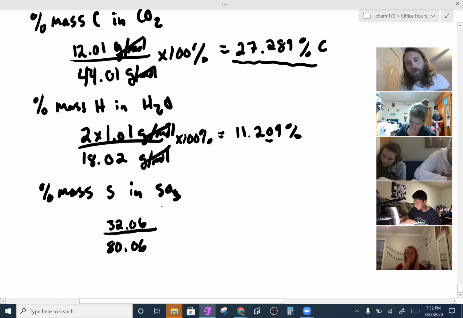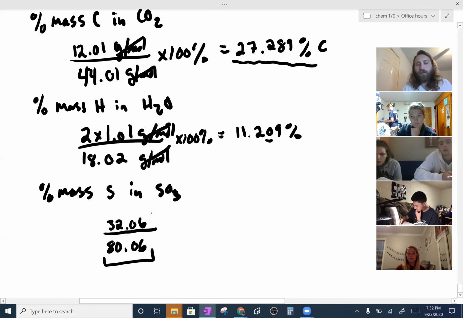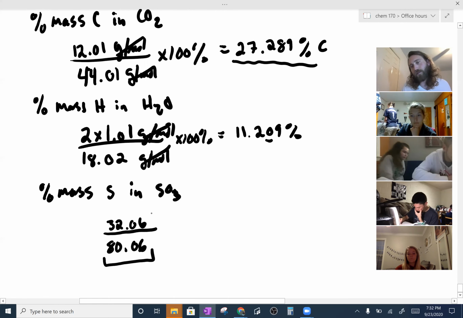Does everybody see what I'm doing here? I don't want to skip too fast, but if you don't see what I'm doing here, just let me know. Raise your hand. How did you do that 80.06 again? So this is the molecular weight of SO3. I'm just adding up the atomic weights for all of the pieces. That would be sulfur's atomic mass, which is 32.06, plus 3 times oxygen's atomic mass, which is 16. Oh, okay.